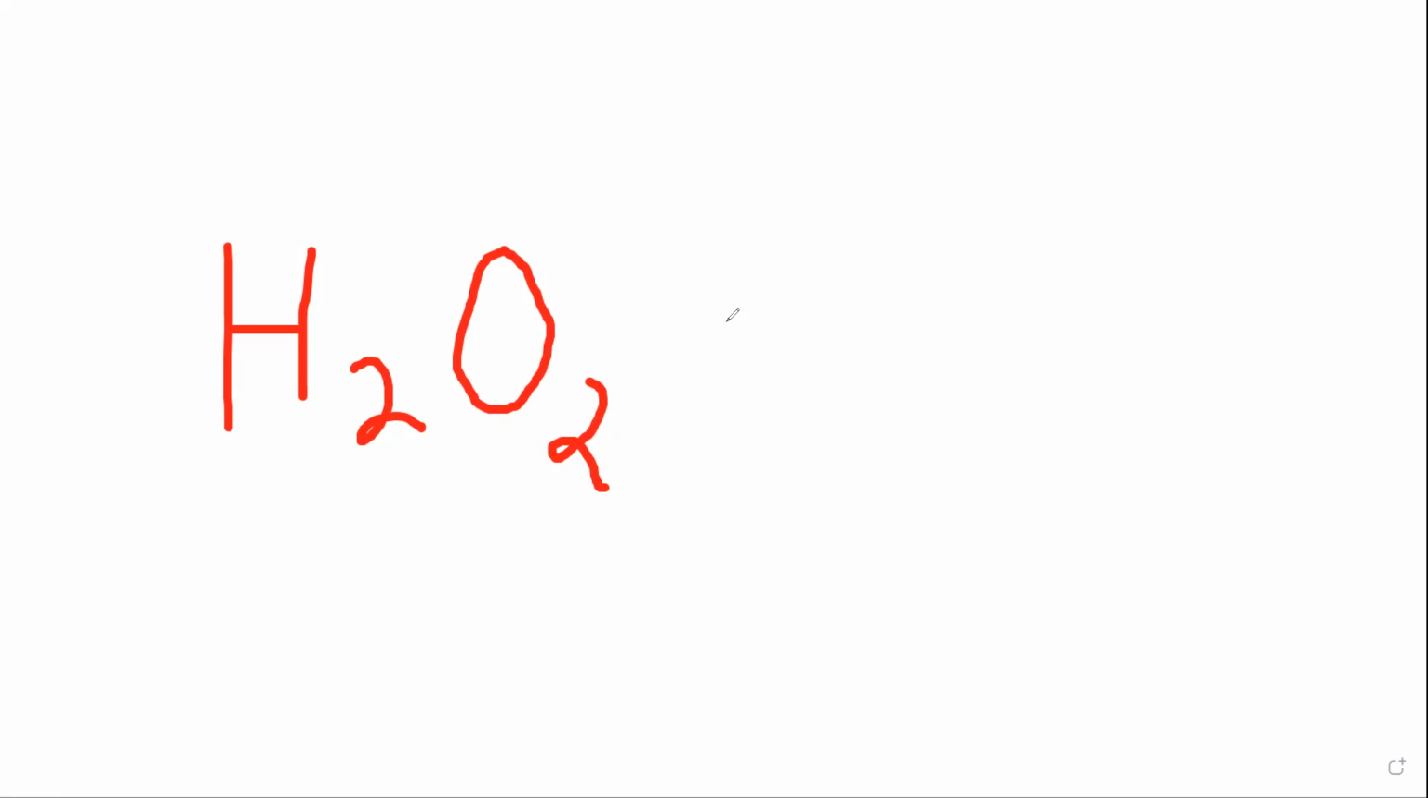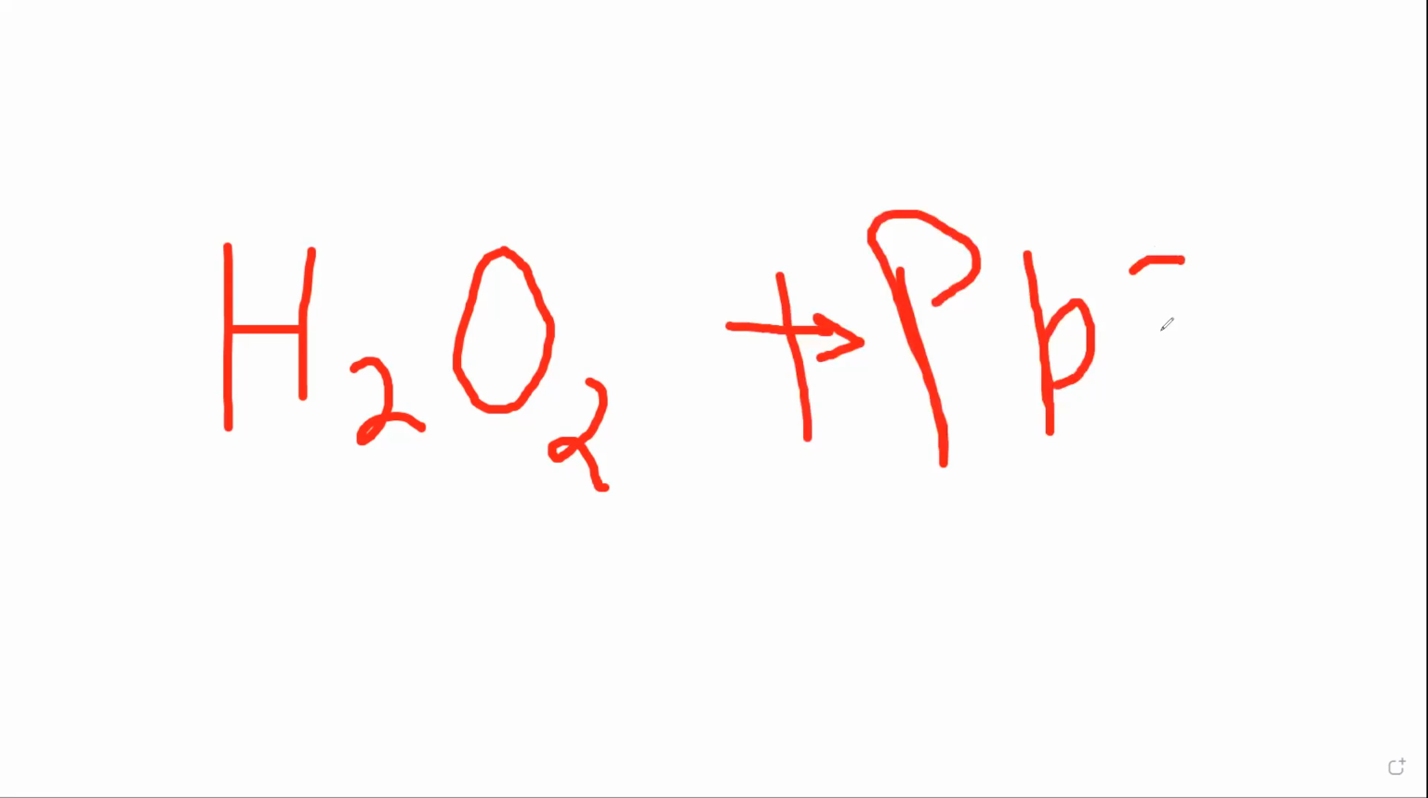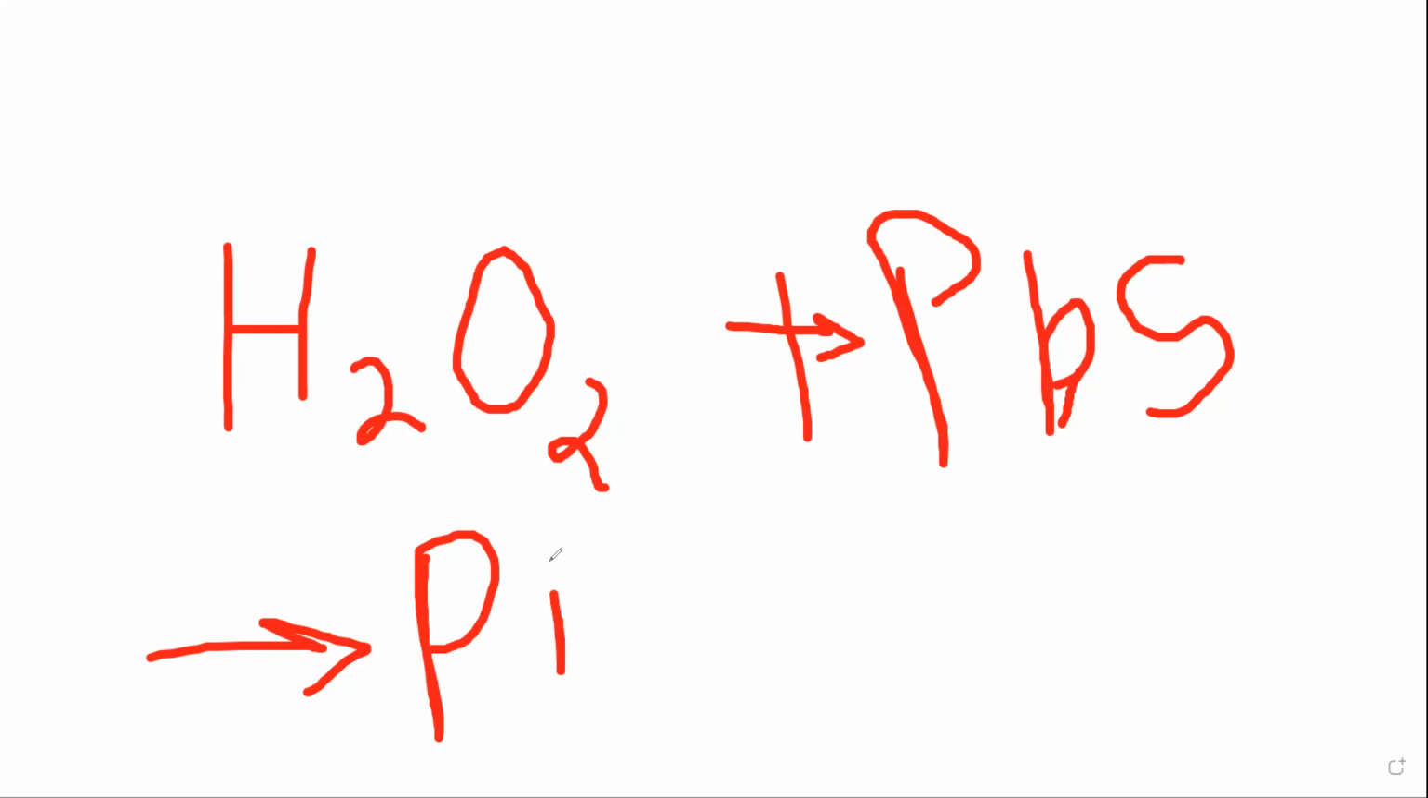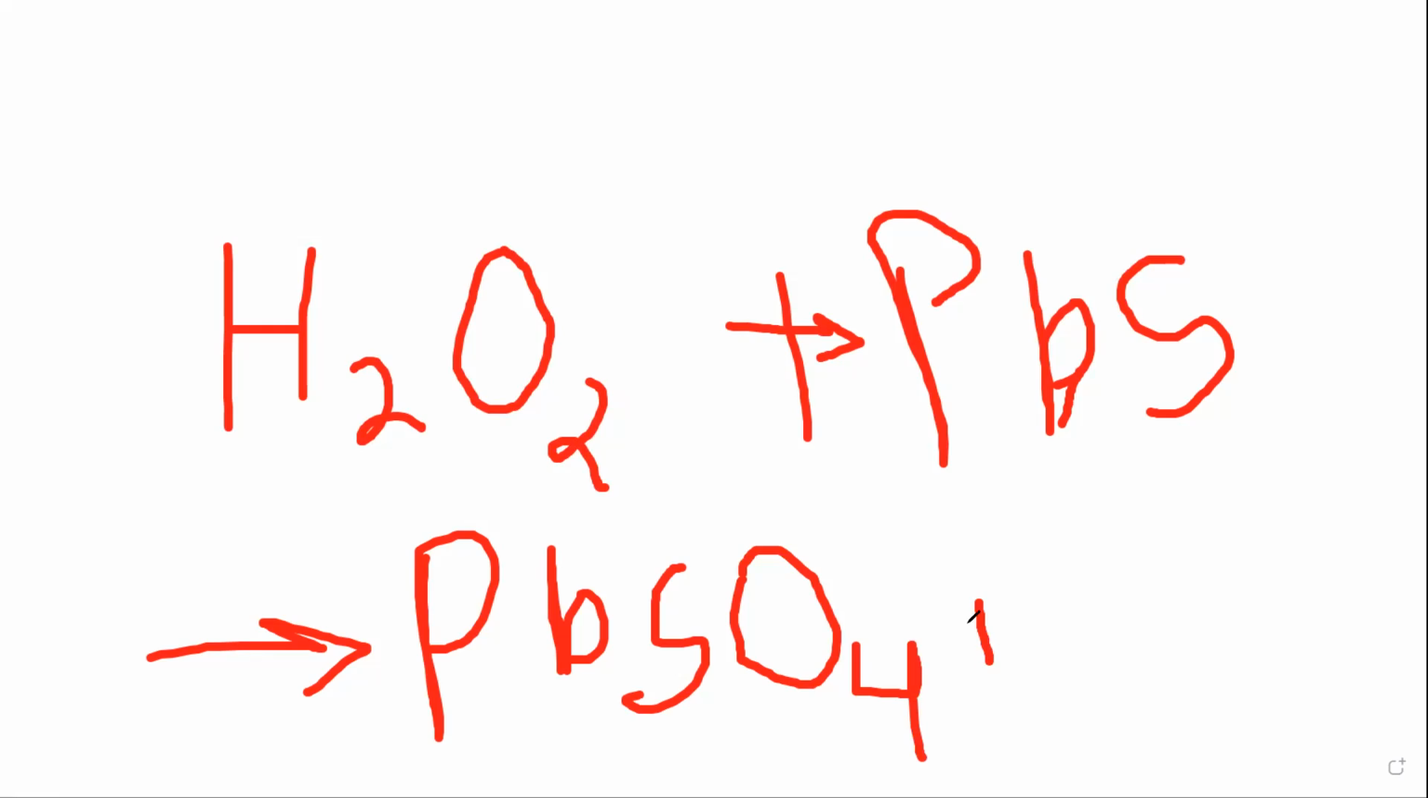Sorry, we have to add a plus sign here. So when H2O2 is reacted with the black colored lead sulfide, the products are lead sulfate, which is basically white in color, plus 4H2O, that is, water.